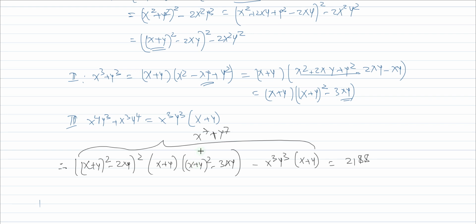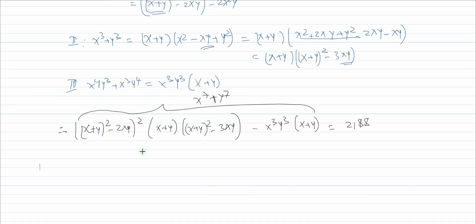Okay, so now we have that x plus y is equal to 4. So now we can replace here. We're going to have x plus y is 4, 4 squared is 16, minus 2xy, and this is squared. I'm sorry, I forgot a term here, let me rewrite this.